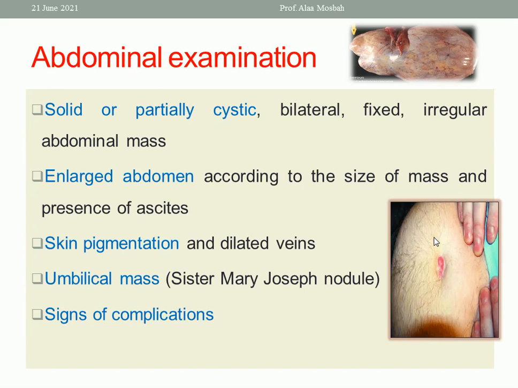This can show pigmentation, as you see in the picture, and dilated veins, and may show an umbilical mass like Sister Mary Joseph nodule. This is Sister Mary Joseph nodule. Here, it looks red at the umbilicus. Or any signs of complications. Also ascites.